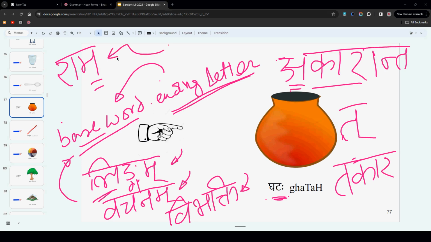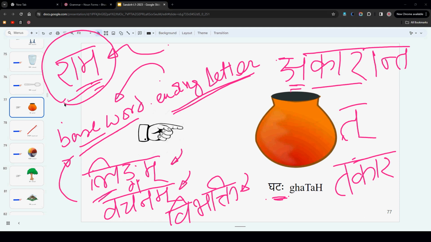So Akaranta Rama Shabda means the word Rama, ending in the sound a. Shabda means word. This is the base word. And Akaranta Pullinga Shabda means the word whose gender is masculine, Pullinga, and whose ending sound is a. So that is the identification or attribute of the base word: Akaranta Pullinga Rama Shabda.